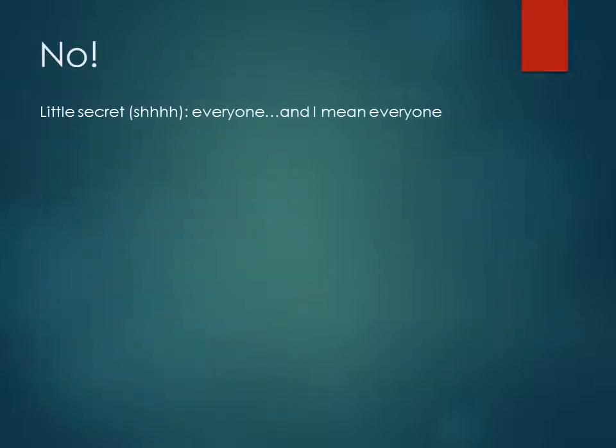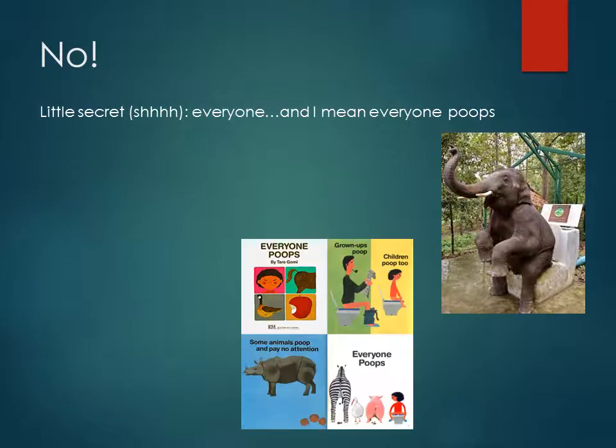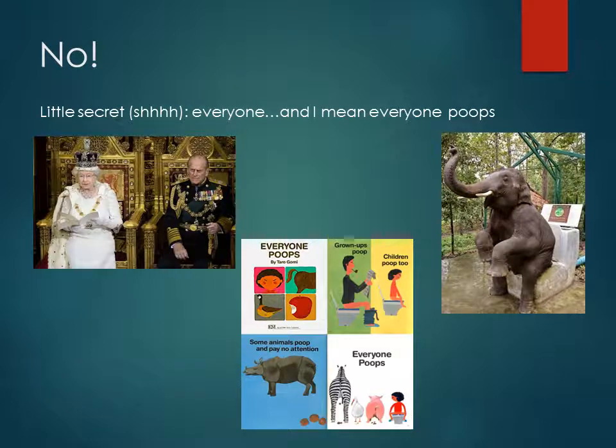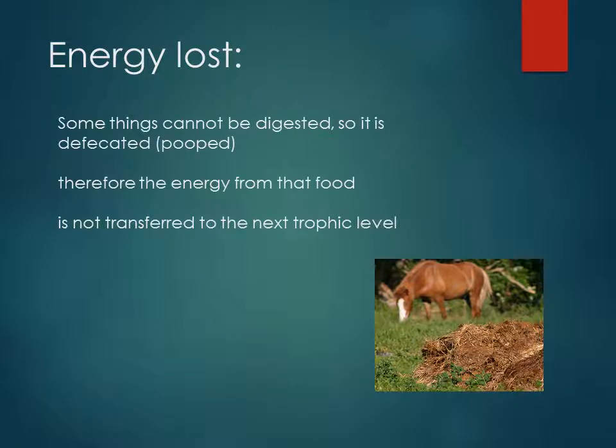No. Little secret. Everyone, and I mean everyone, poops. I mean, elephants poop. There's even a book about everyone who poops. And even the Queen of England poops. So why is that important? Well, some things can't be digested, so it's defecated. That's another fancy word for poop. Therefore, the energy from that food is not transferred to the next trophic level.